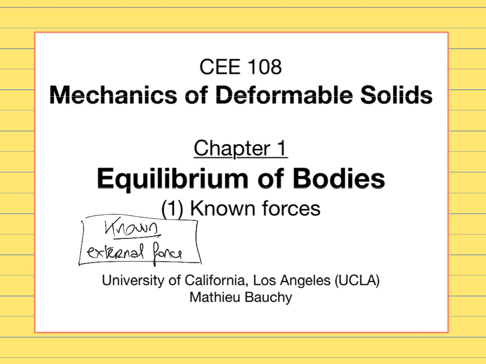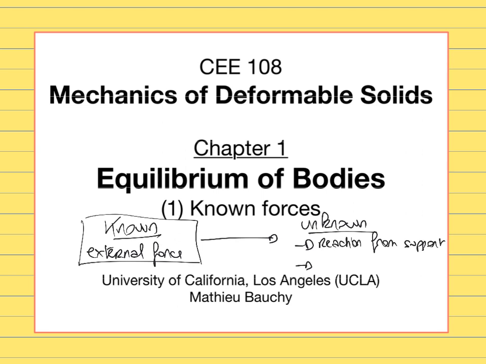And we want to find the relationship between what is known, those external forces, and what is unknown. The first unknown is the reaction from the support. If a body is at equilibrium when you apply an external force, then there is a reaction from a support that maintains this body at equilibrium and counterbalances the external forces. So we need to be able to calculate the unknown forces that are applied by the support.